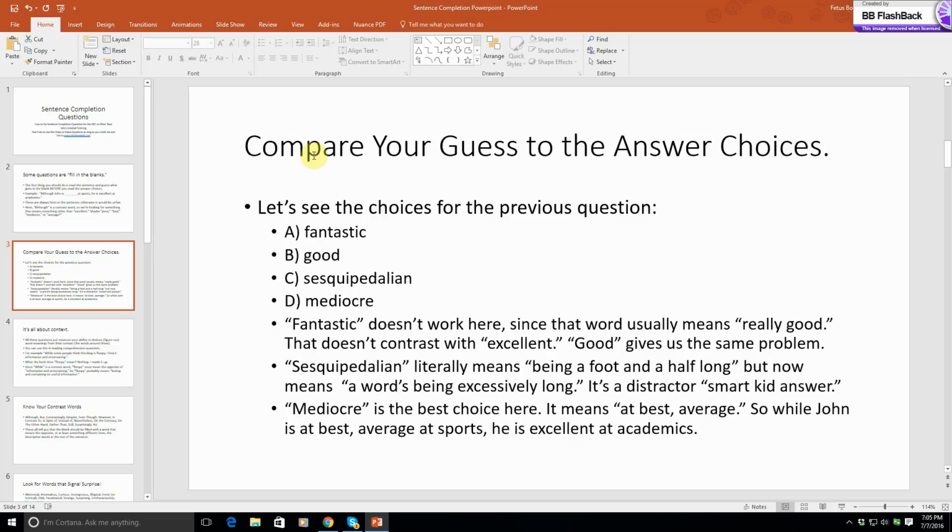Mediocre. Hey, that's the best choice here. It means average at best. It means average in a bad way. It has a negative connotation. So while John is at best average at sports, he is excellent at academics. Hey, that makes sense. So we know the answer is mediocre. And notice that even if you didn't know what mediocre meant or sesquipedalian meant, if you could eliminate fantastic and good, you'd have a 50-50 chance because you've eliminated two of the possible answers, so you're down to just guessing one or the other. Pretty good odds, huh?